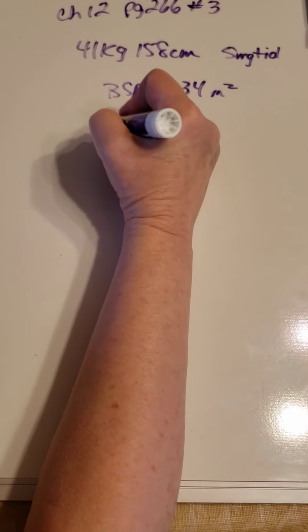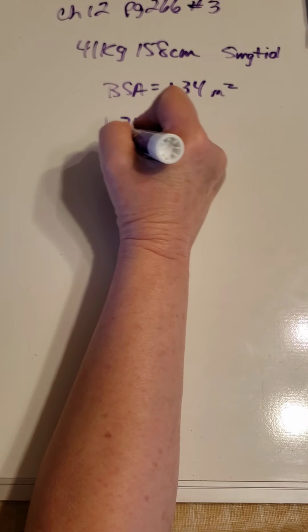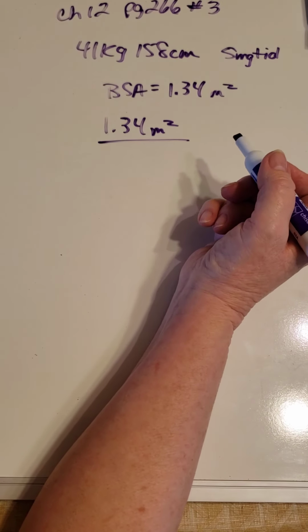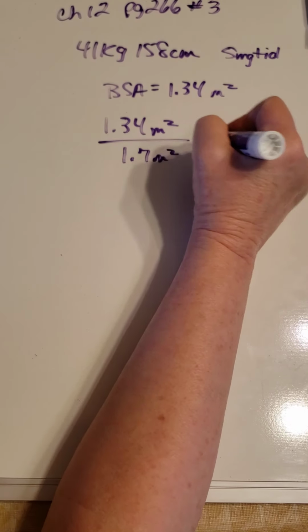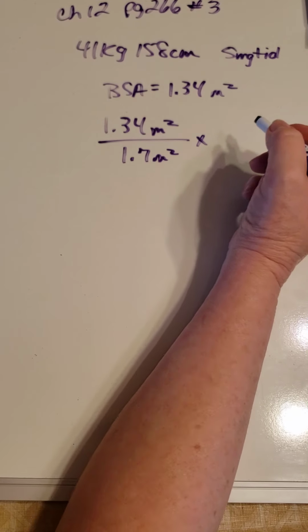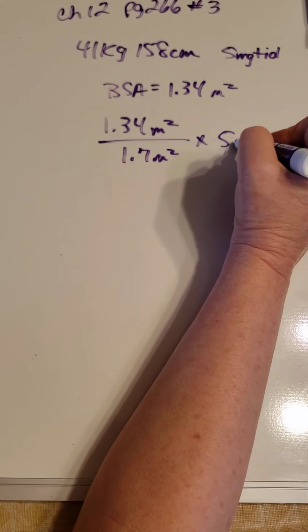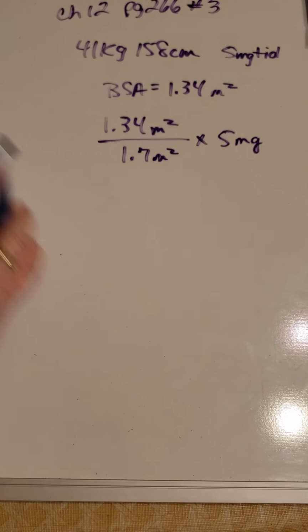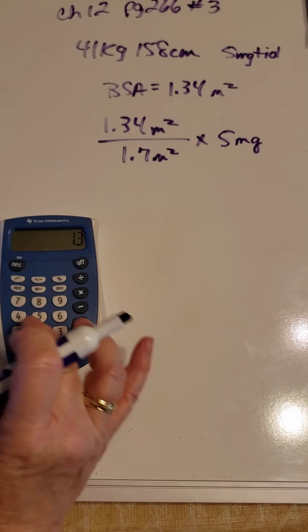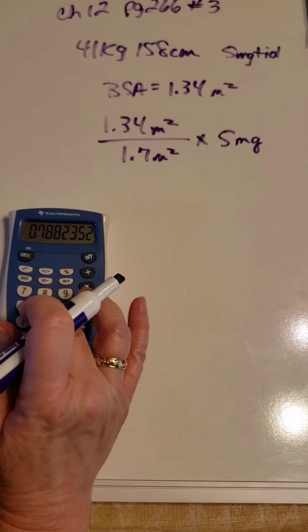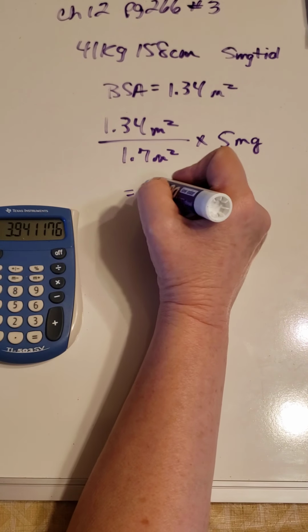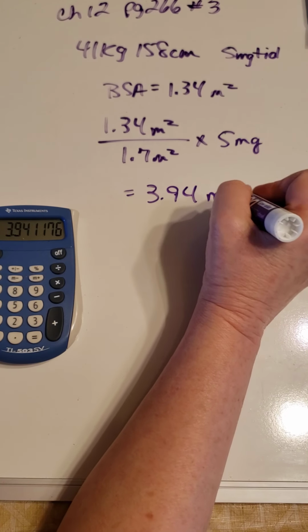So we actually did the math instead of using the nomogram. And we're going to take that child's BSA, which is 1.34 meters squared, and divide it by the usual or normal adult body surface area of 1.7 meters squared, and multiply it by the usual adult dose, which in this case is 5 milligrams. Okay, so 1.34 divided by 1.7 equals times 5 equals 3.94 milligrams.